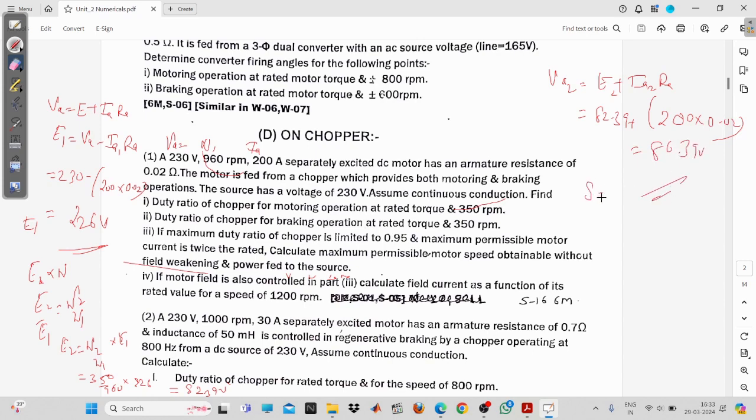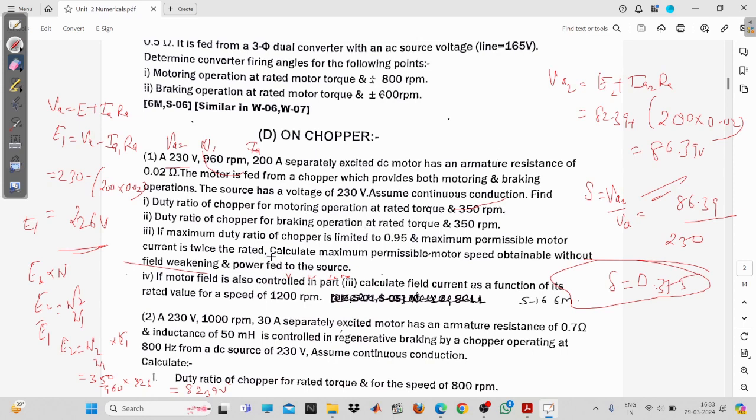Now what is the duty ratio? Delta is equal to VA2 upon VA. VA2 is 86.39, and VA is 230 volt. So this is the simple one. Delta will be equal to 0.375. This is the delta which is required if you want to operate your motor at 350 rpm, and that too in the motoring operation.